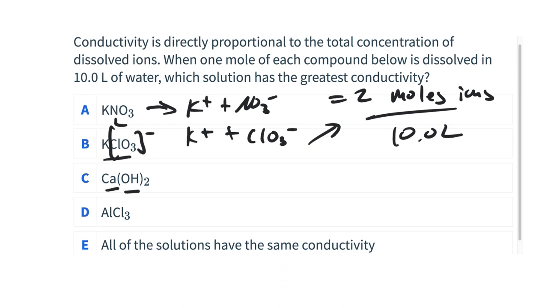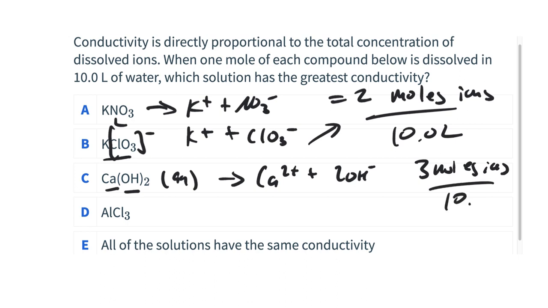Calcium hydroxide, you might be thinking here, is this aq or is this a solid? Is this water soluble? It is water soluble, meaning we might think about double checking our solubility chart, and this is water soluble. And so this would be calcium ion and 2 hydroxide ions. That would give us 3 moles of ions in that 10 liter solution, because we're imagining taking a mole of the compound and dissolving that into 10 liters of water.